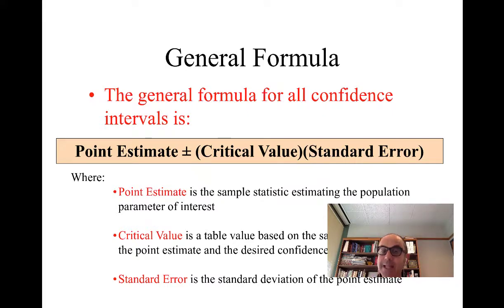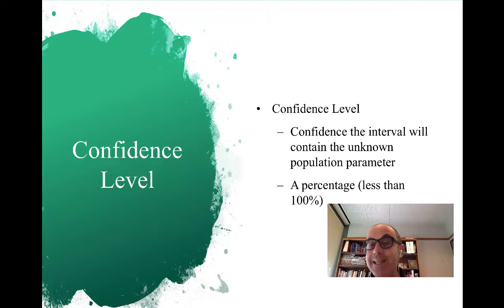The point estimate is the sample statistic estimate of the population parameter in this case. The critical value is a table value based on the sampling distribution of the point estimate and the desired confidence level. The standard error is the standard deviation of the point estimate. So in this case, the confidence level is the confidence that the interval contains the unknown parameter, and usually it's less than 100%.